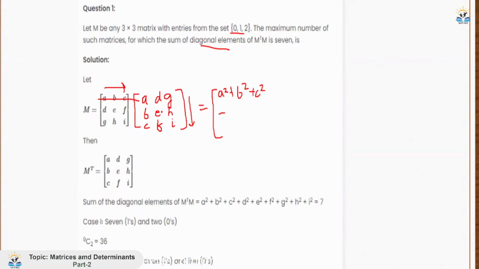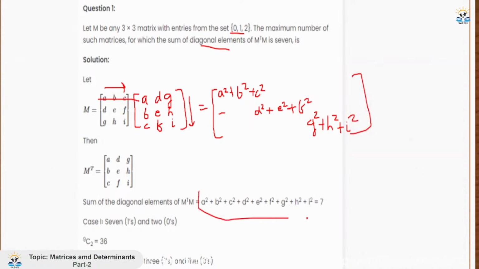Then to get this diagonal element, I need to multiply second row with second column. So I will get d square plus e square plus f square. And then I will do the same thing for the third row and third column. I will get g square plus h square plus i square. So basically the sum of all these 9 quantities is equal to 7.